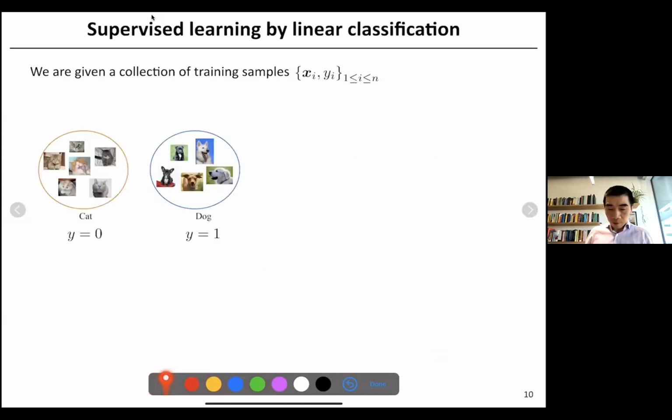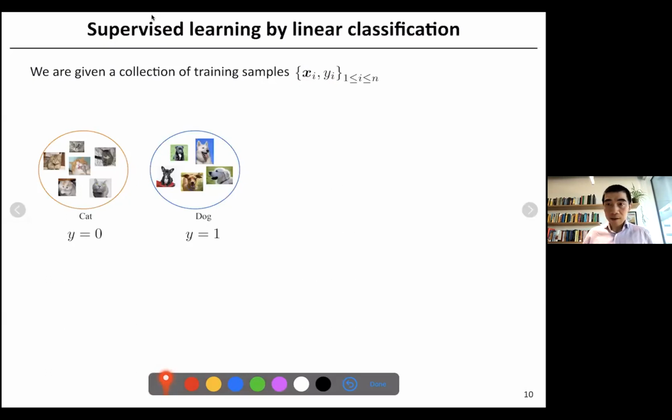Now, first, as a very quick reminder of the supervised learning setting that we consider, the setting is the following. Suppose we are given a collection of training samples, xi and yi. So you can think about xi as a vector representing an image of either a cat or dog. Okay, suppose you have a 25 by 25 image, then you are essentially treating each image as a 625 dimensional vector, and yi is a label, right? Equal to 0, cat, 1, dog.